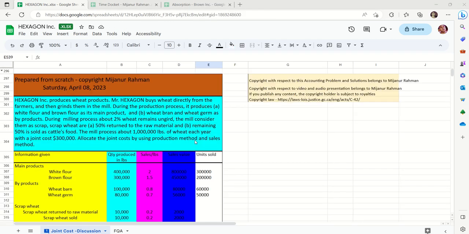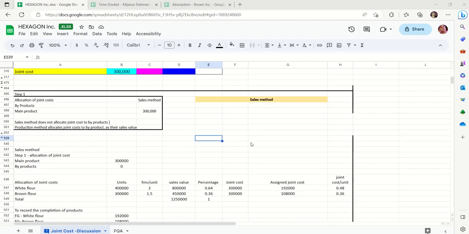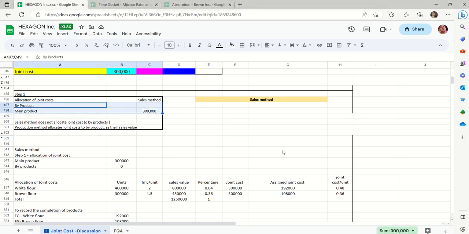So the same information we're working on, same problem. It's just now we use the sales method to allocate the joint costs between the byproducts and main products. Remember, sales method does not allocate joint costs to the byproducts. It fully allocates costs to the main products. And why? They might have a reason for that.